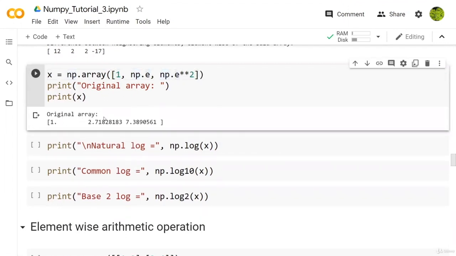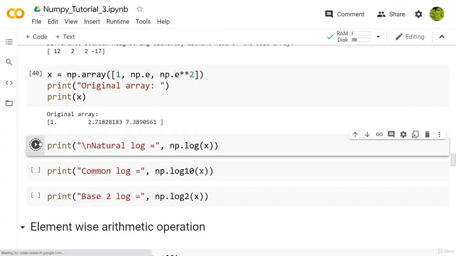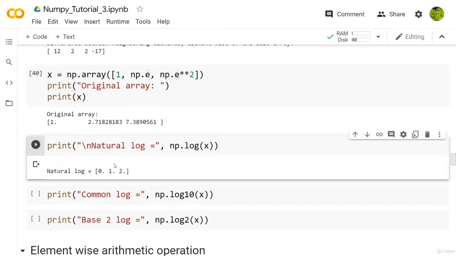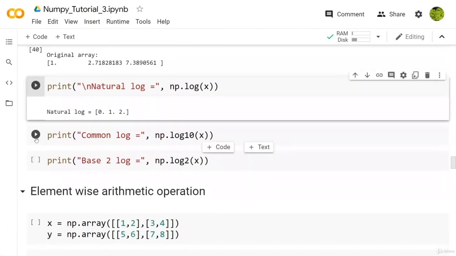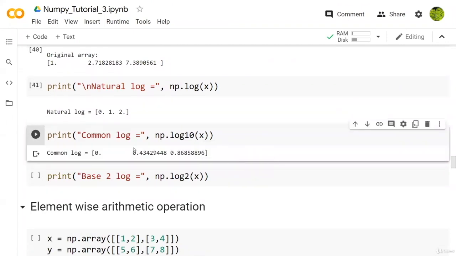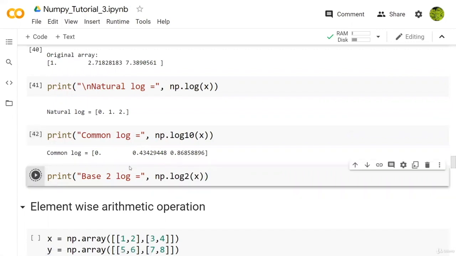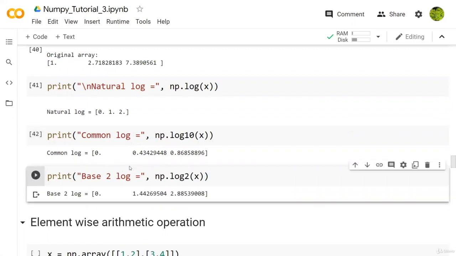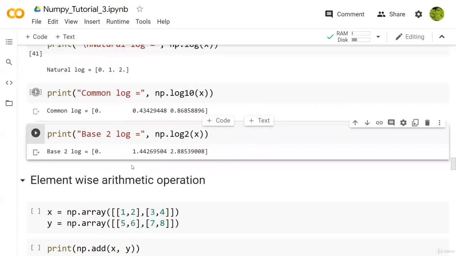You can create the array like this: 1, e raised to 1, e raised to 2. So it's 1, e raised to 1 is 2.71, e raised to 2 is 7.38. I can find out the natural log of that. Okay, 0, 1, 2 comes. I can find out the common log, that is log to the base 10. And I can even find out the log to the base 2. See, things have become so easy using the NumPy library.